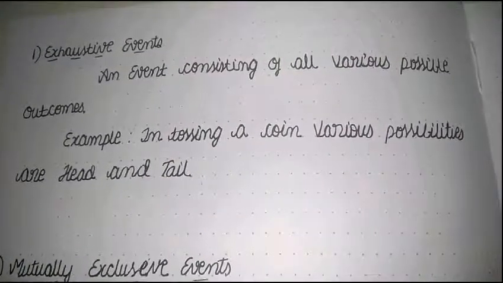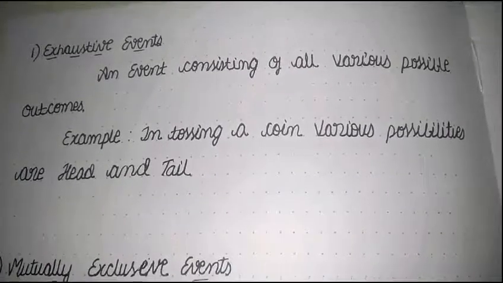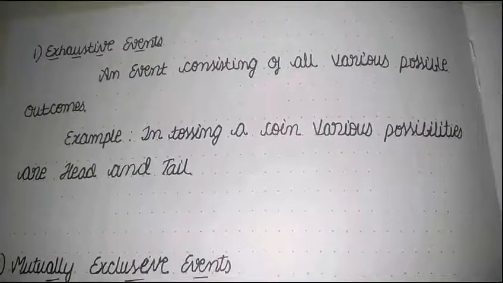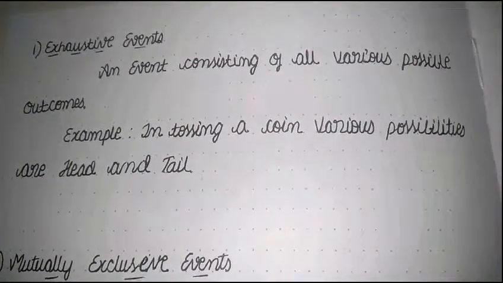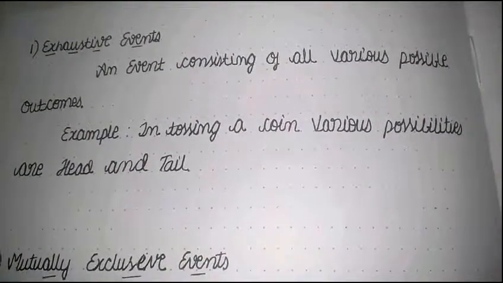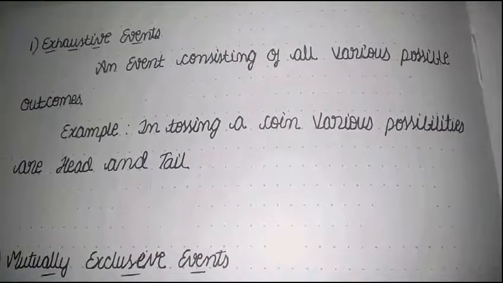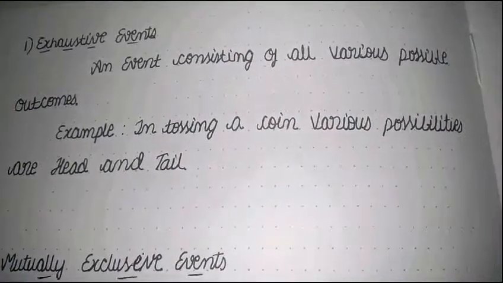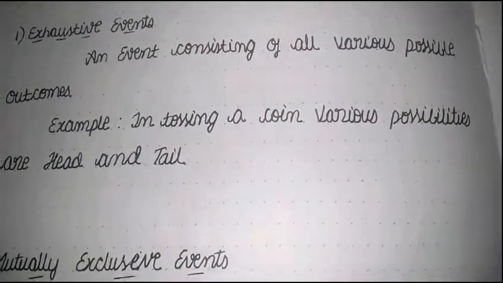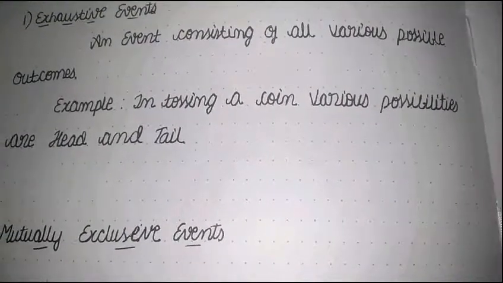Okay friends, first we will go to the definition of exhaustive events. An event consisting of all the various possible outcomes is nothing but an exhaustive event. Example, in tossing a coin, the various possibilities are heads and tail. So it's very clear that an exhaustive event is an event consisting of all the various possible outcomes. That means it shows the possible outcomes present in an event.